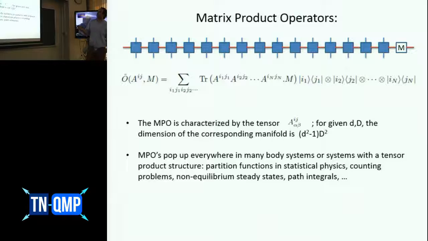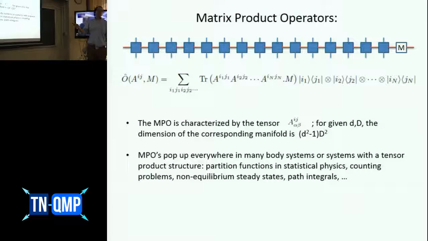Somehow small d I call the physical dimension, the dimension of the small indices, the i and j indices, big D I call the virtual dimension. And you can actually check that the dimension of the corresponding manifold is (d squared minus 1) times big D squared, and not small d squared and big D squared, as somehow the number of parameters in A suggests. And this, of course, has to do with the fact that there's gauge transforms.